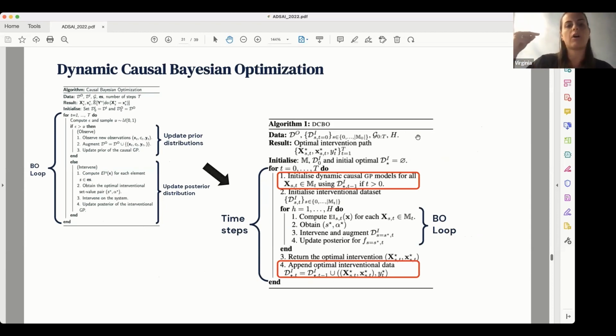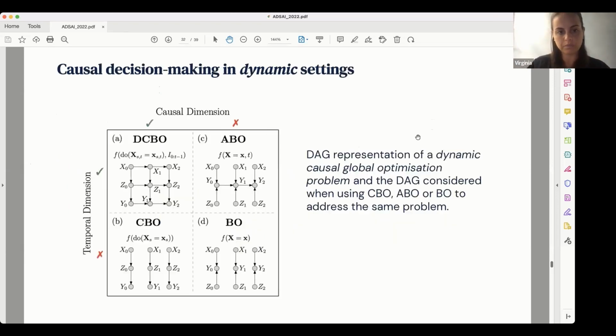So at every time step, we're going to initialize the dynamic causal GP model. We're going to collect data. We're going to find the optimal, then move to the next step and use whatever we've learned before to initialize our dynamic causal GP model.